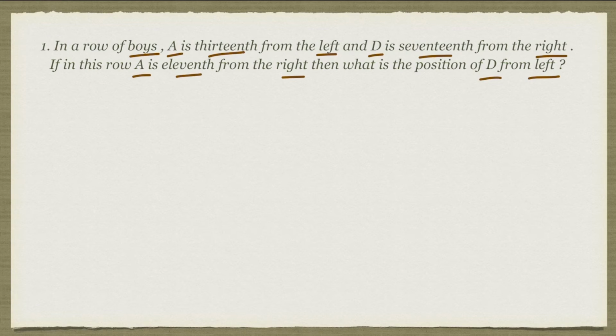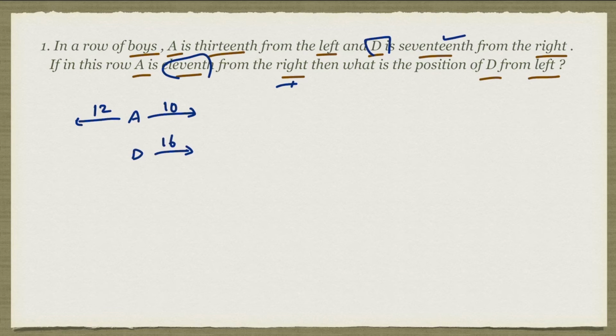It is given in the question that A is 13th from the left. So there are 12 members before A. And it is also given that A is 11th from the right. So there are 10 members to the right of A. It is also given that D is 17th from the right. So there are 16 members to the right of D.